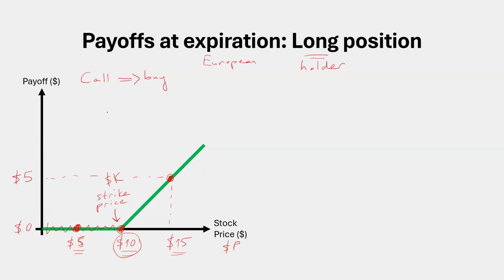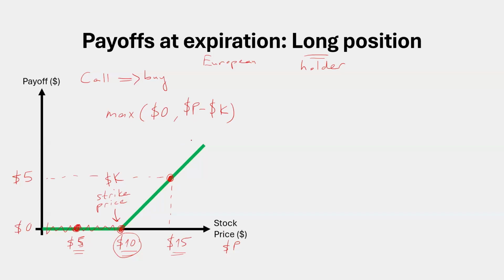So I can write the call option payoff at expiry as the maximum of $0, the case where I don't exercise, this region on the left-hand side below the strike price, or in the better scenario for me, if the stock price exceeds the strike price, my payoff is the difference between the two. So this is the call option payoff at expiry.